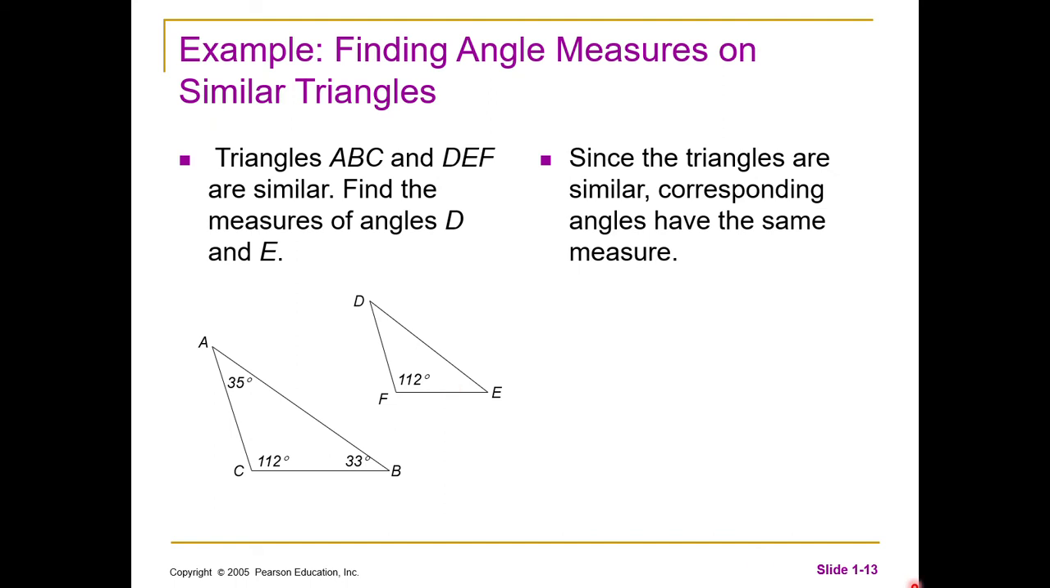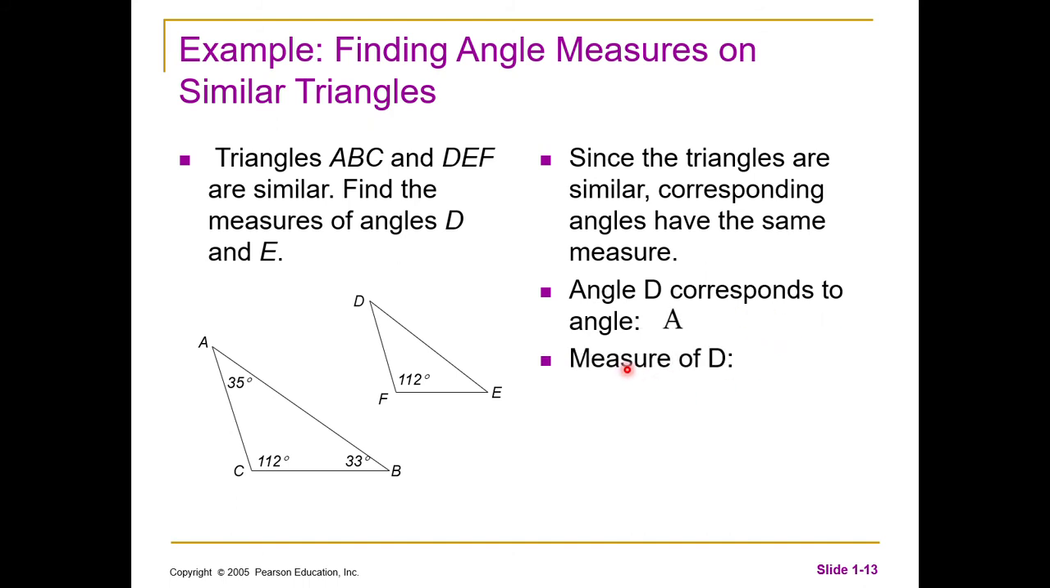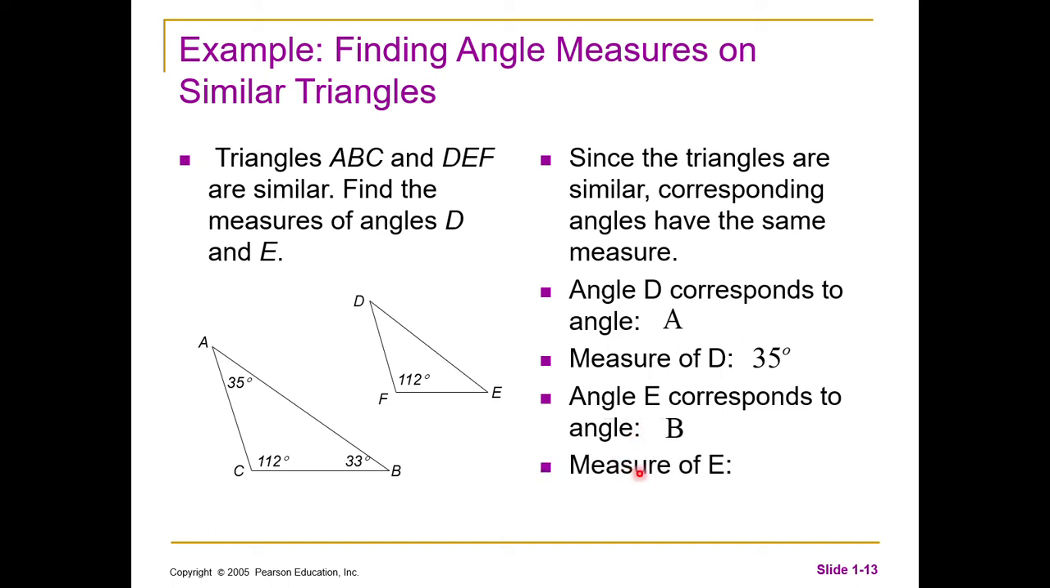Okay, so, since the triangles are similar, corresponding angles have the same measures. So, the angle of D corresponds to angle A, which is, measure of D is 35 degrees. Di ba? Ganun din sa E. Kasi nga angle E corresponds to angle B. So, the measure of E is 33 degrees. So, di ba? Madali lang. Basta alam pagka similar triangles, equal yung kanilang mga angle. Pero yung side nila hindi equal ha. Kasi makikita mo naman. Okay.